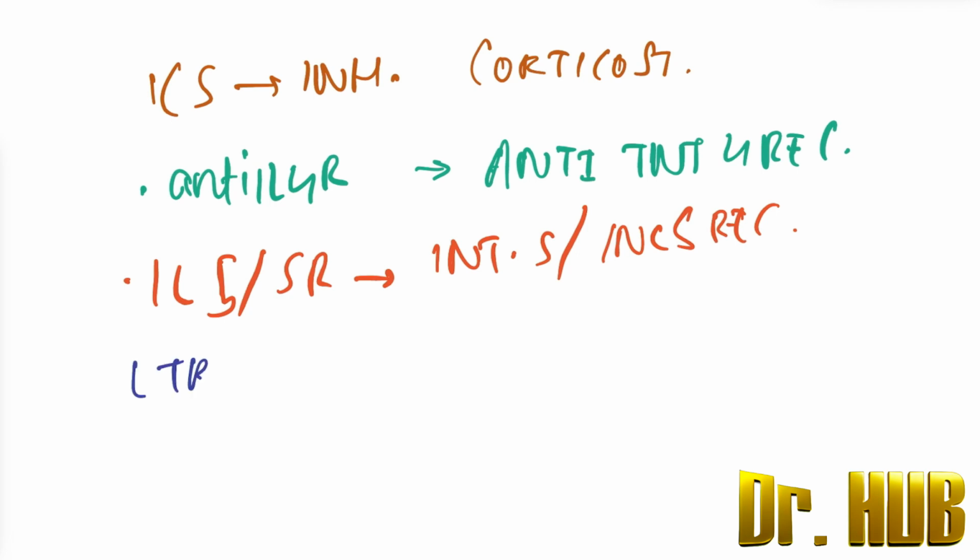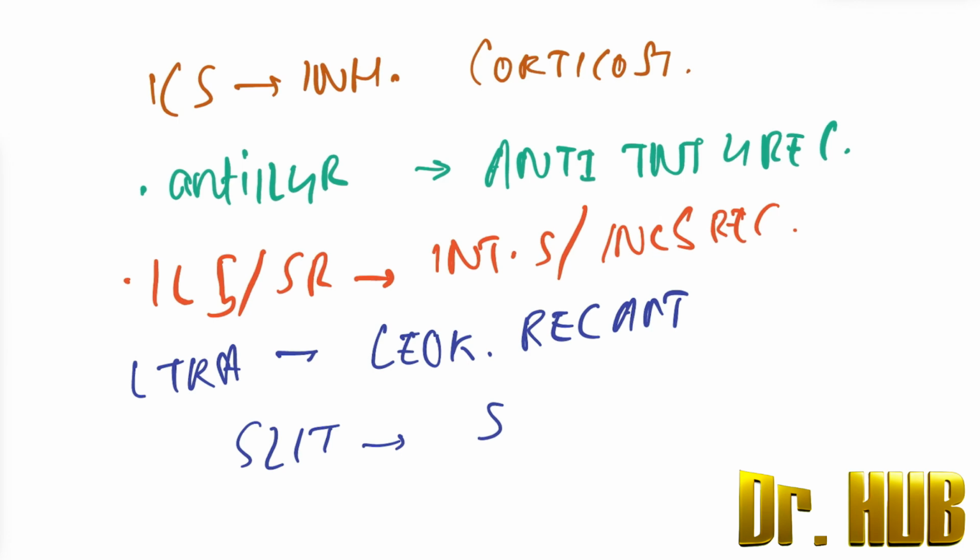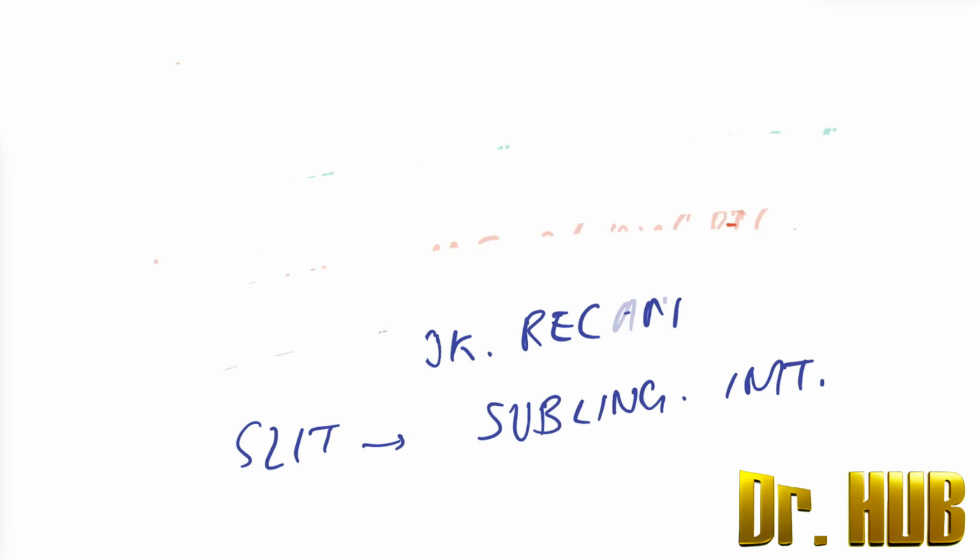Next is LTRA. LTRA stands for leukotriene receptor antagonist. Then comes SLIT, which is sublingual immunotherapy. So all these are the abbreviations we'll be using. Now let's look at the management. Now we are moving to the management, and this is as per the GINA 2022.